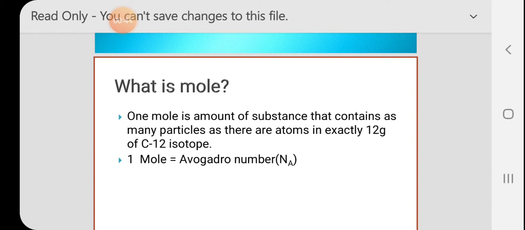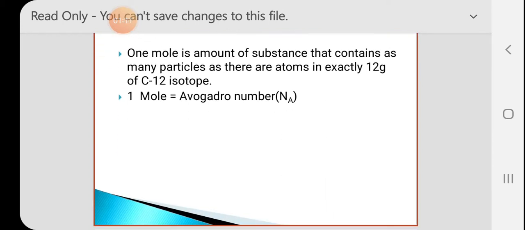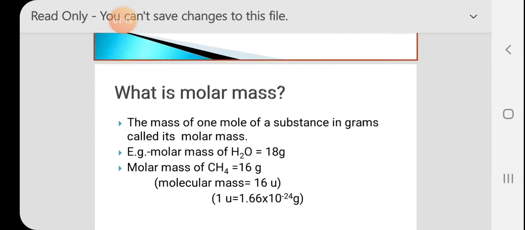Isotopes are the substances having the same atomic number but different atomic masses. Carbon has 3 isotopes, C12, C13 and C14. So when we are taking C12 isotope and weighing exactly 12 gram, whatever amount of substance is present, that is equal to 1 mole. That 1 mole is also known as Avogadro number and it is represented by Na.